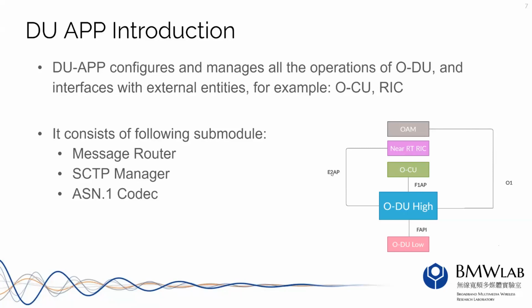Moreover, there are three submodules in the DU app: message router, SCTP manager, and ASN1 codec. So let me introduce these submodules briefly.